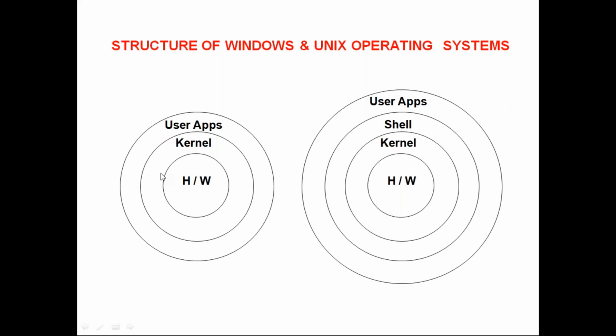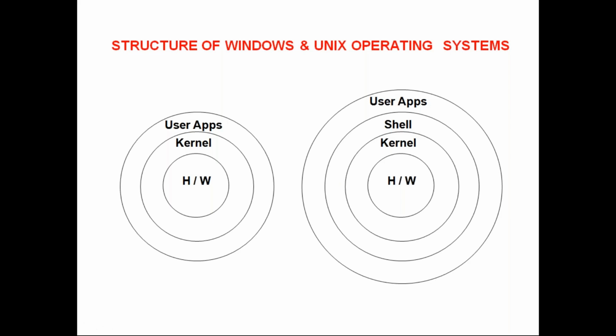Now you can check the structure of Linux. Hardware, kernel, on top of the kernel there is a security layer, that is the shell. On top of that we have user applications. So between the user and the kernel there is a security layer. Shell is there. What is shell? Shell is the command interpreter.